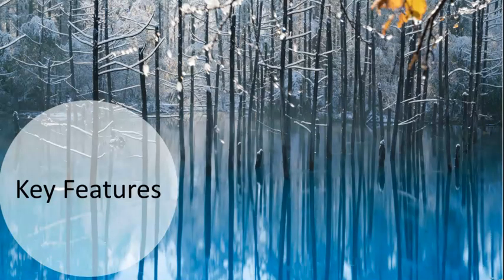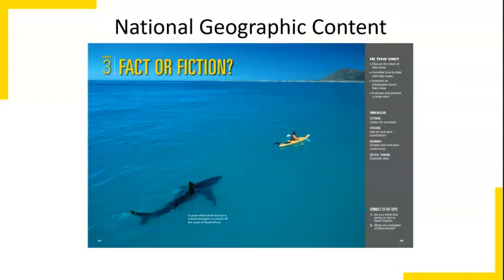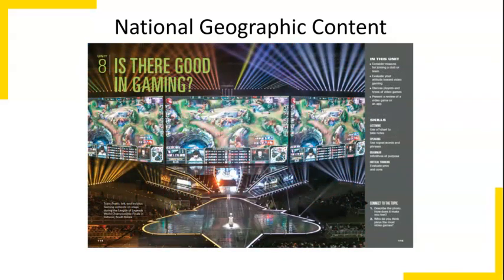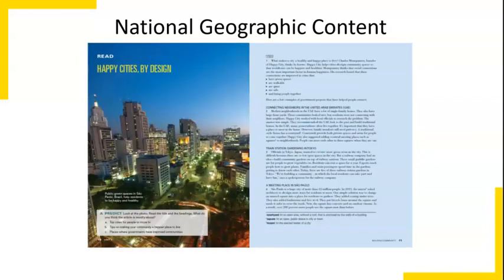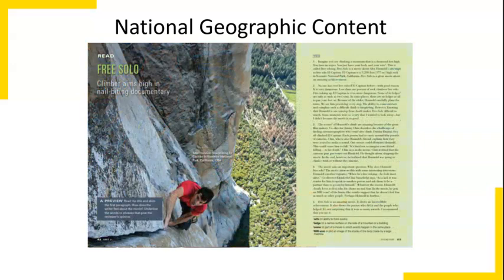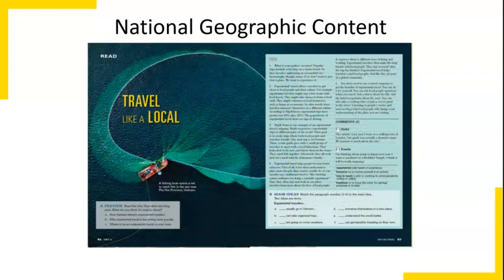So, what are the key features of Reflect? What makes it unique? There are a number of different answers to that question. First of all, Reflect is very much a global coursebook with content from all over the world, truly bringing the world into the classroom. This is done through National Geographic photography, videos, and articles, which have been chosen to engage, motivate, and excite students in the language learning classroom.